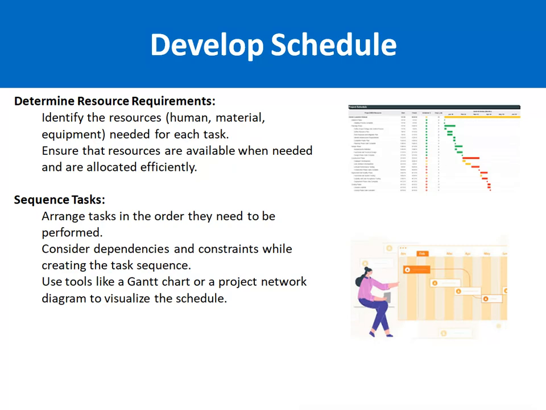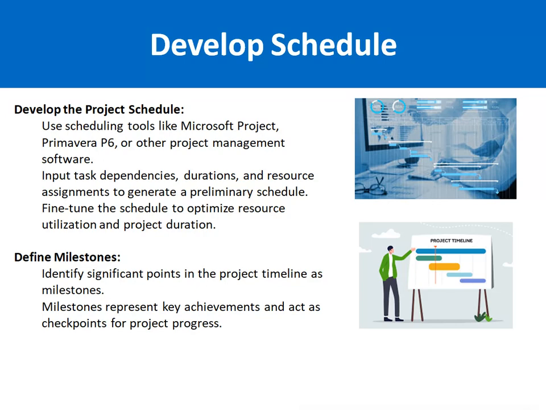After that, we sequence the task. That means arrange the tasks in the order they need to be performed. Consider dependencies and constraints while creating the task sequence. We can use different tools of Microsoft Project, like for example Gantt chart or project network diagram, to visualize the schedule as well. Then we have to develop the project schedule for development.